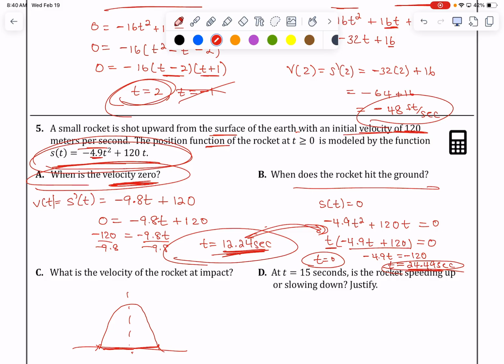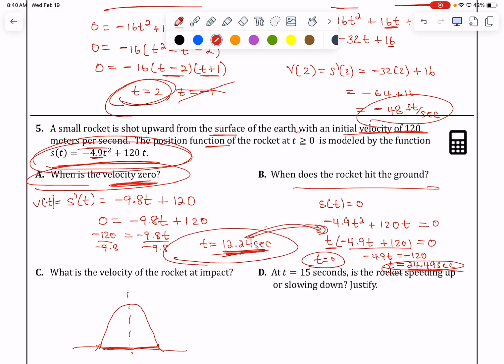No. Now, here's the deal. This is theoretical. It left the ground at 120, so it's going to hit the ground at 120, the same velocity, because it'll go up, reach a velocity of 0, and go back through all the velocities that it went up through, except now they're going to be negative. So it left the ground at 120 feet per second and it'll hit the ground at negative 120 feet per second.